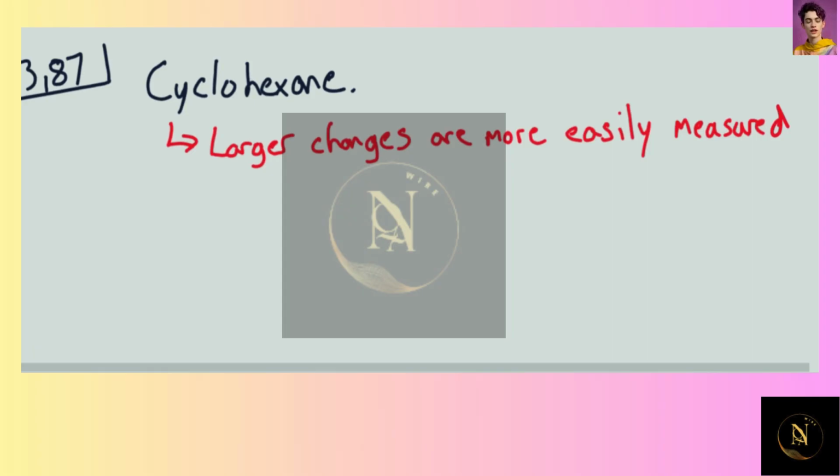And so since we're using only a small amount, we want to see as much change as possible so we can get as accurate information as possible. And so that's why cyclohexane would be the better choice to measure this value.